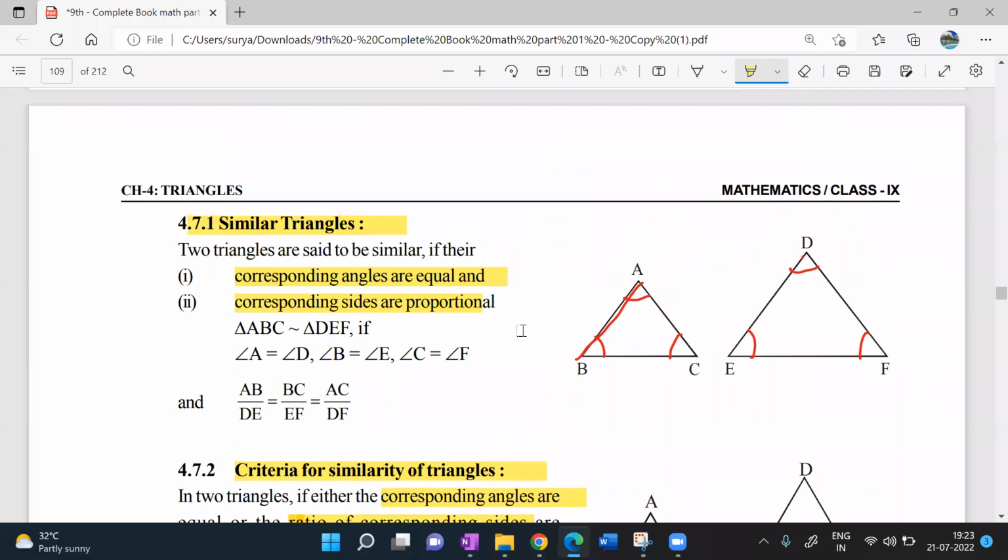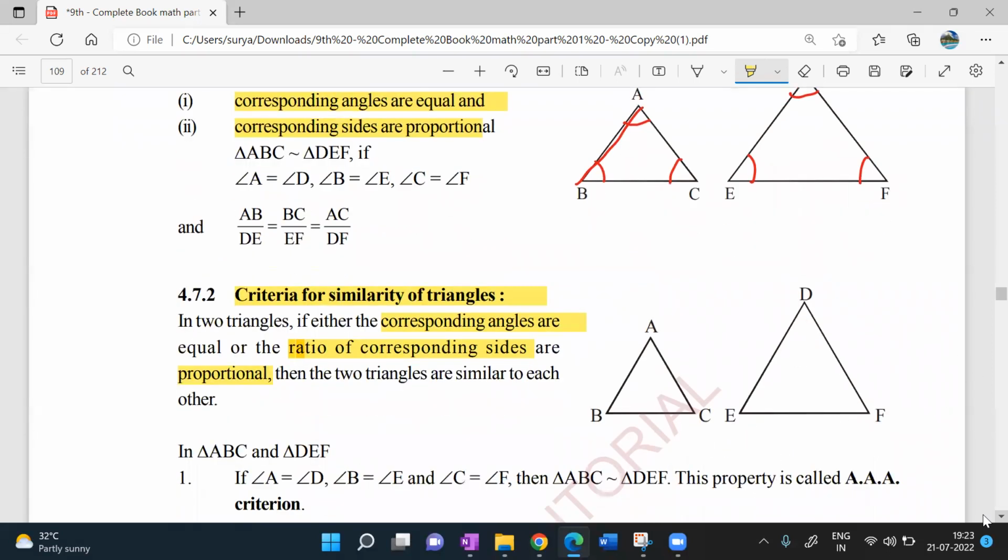Look at this here. What he has given here. Similar triangles: when can you say they are similar? If the corresponding angles are equal and the corresponding sides are proportional to each other, then they are similar triangles.